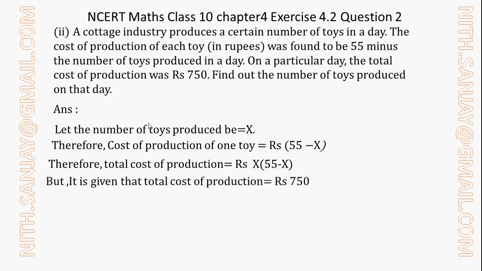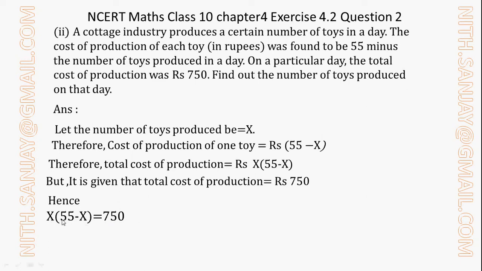But in the statement itself, it is given that the cost of production is equal to 750. So this is the cost of production which we have calculated, and this is the given cost of production. They both should be equal. Hence this cost should be equal to 750. So x into 55 minus x has to be equal to 750.